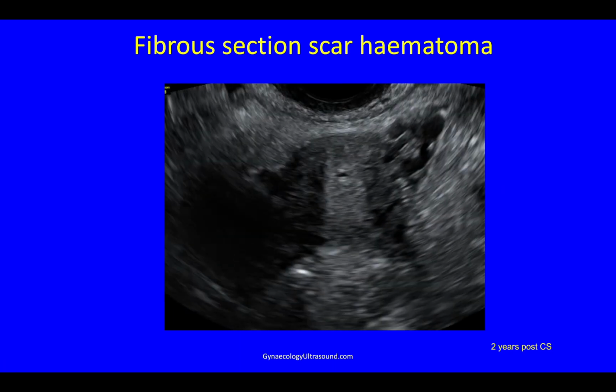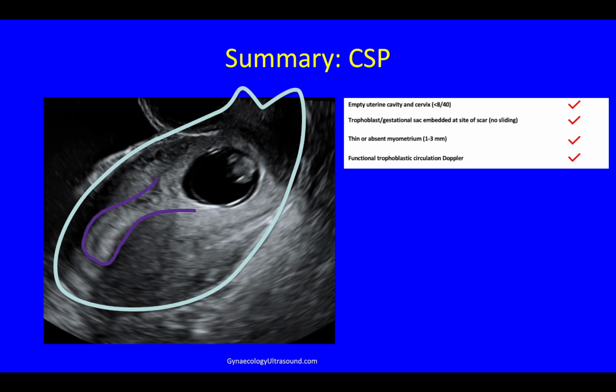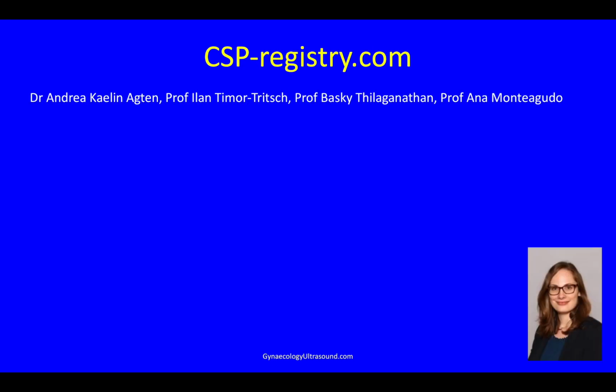So in summary, if you have an empty uterine cavity and an empty cervix, the trophoblast embedded at the site of the scar with thin or absent myometrium and functional color Doppler at 0.9 kilohertz, that's an in-niche scar pregnancy. But be careful with pregnancies that are on the scar or near the scar.